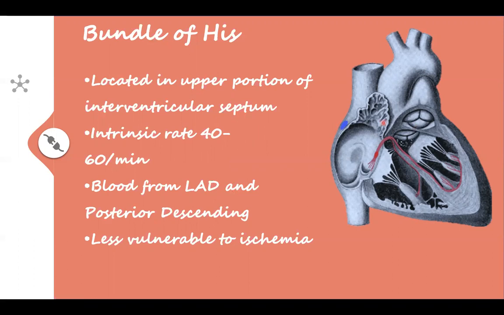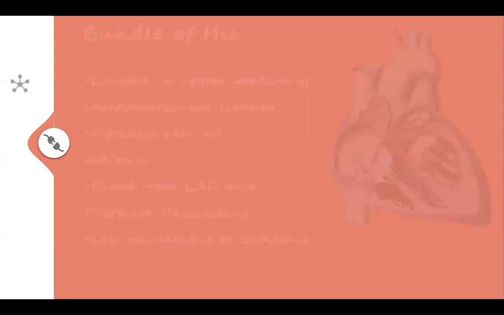Okay, this part, which is the His bundle, is also supplied from the LAD, left anterior descending artery, as we will discuss later, in addition to the right coronary and the LCX, so it is less vulnerable to ischemia. I mean, if the patient develops acute myocardial infarction, this part, the His bundle, will not be affected as much.